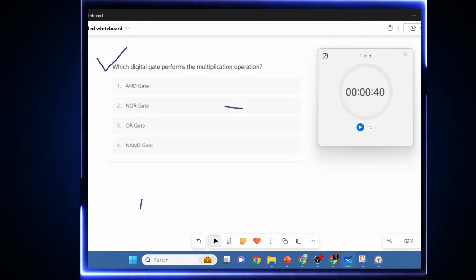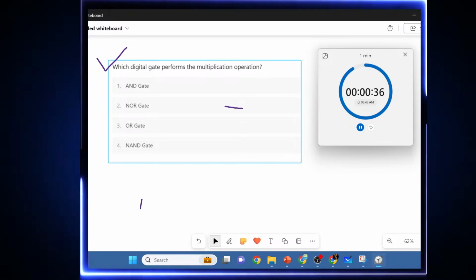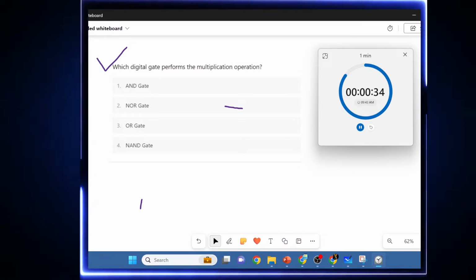So this is the first question. I will give you a 40-second timer, and then we will see what the solution is. The first question is, which digital gate performs the multiplication operation, AND, NOR, or NAND? Try solving this question, then I will give you a detailed explanation. It's a very simple question that we have already covered.